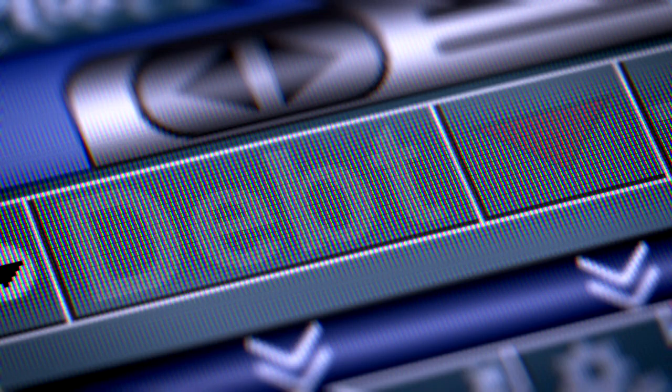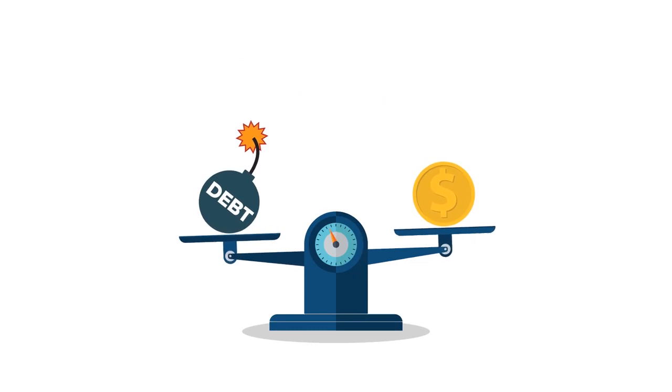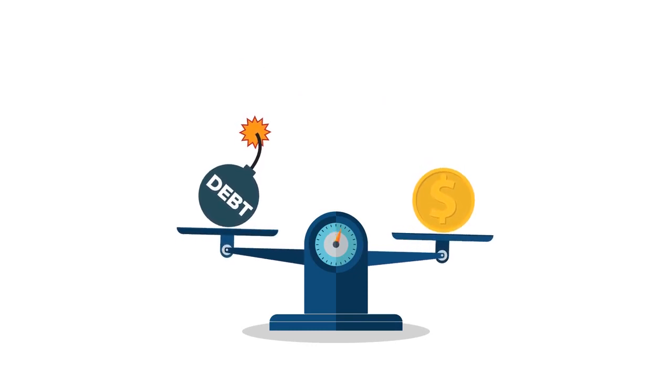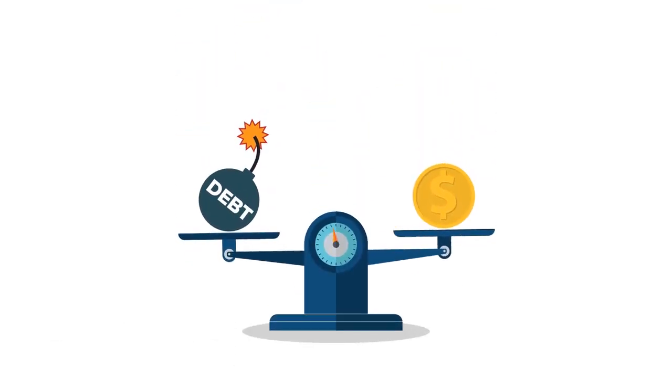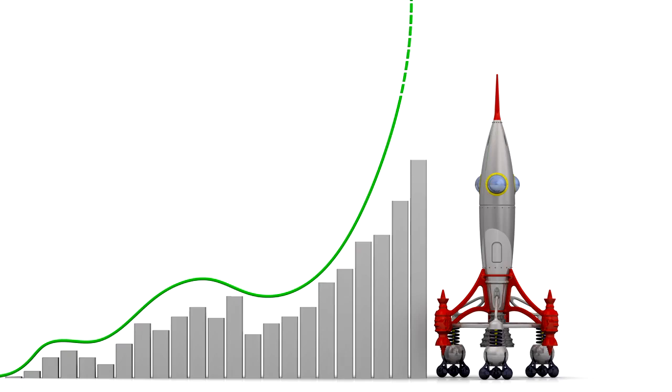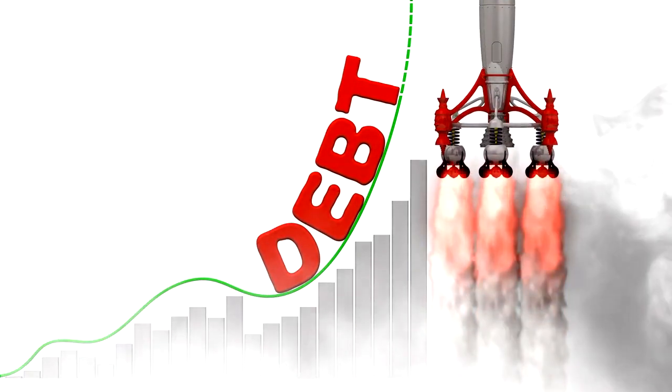Distinguishing between good and bad debt. Not all debt is created equal. While some forms of debt, such as mortgages and student loans, may be considered good debt, due to their potential to generate long-term value or provide tax advantages, others, like high-interest credit card debt, are often categorized as bad debt. Understanding this distinction can help prioritize which debts to tackle first.